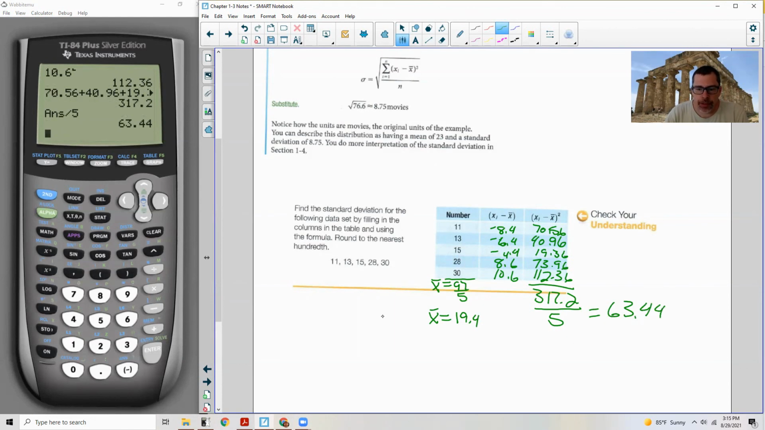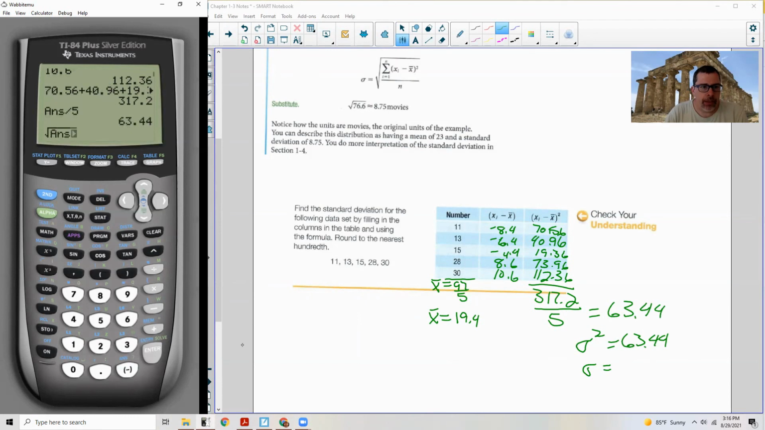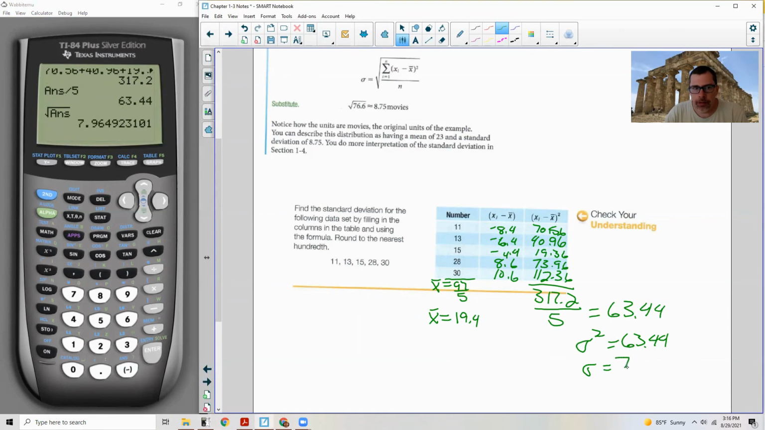So this, remember, is sigma squared equals, let's put this over here. Sigma squared equals that 63.44. And if I take the square root of it, that's going to give me the standard deviation, which is just simply sigma. And that is the square root of the last answer. Enter, and it's 7.96. And the unit of measurement is movies. Well, it doesn't say what this is, so just 7.96. Okay.